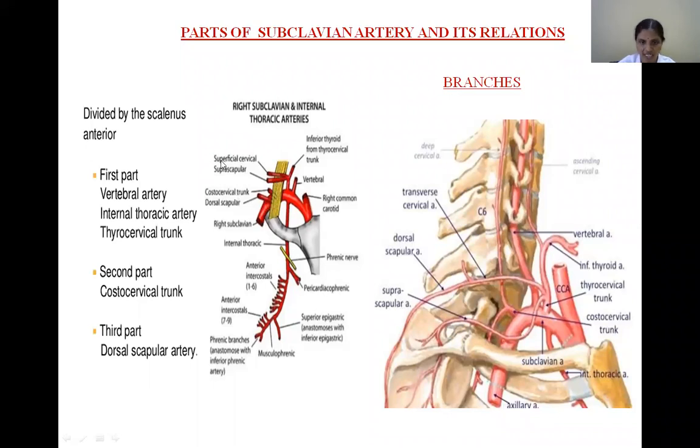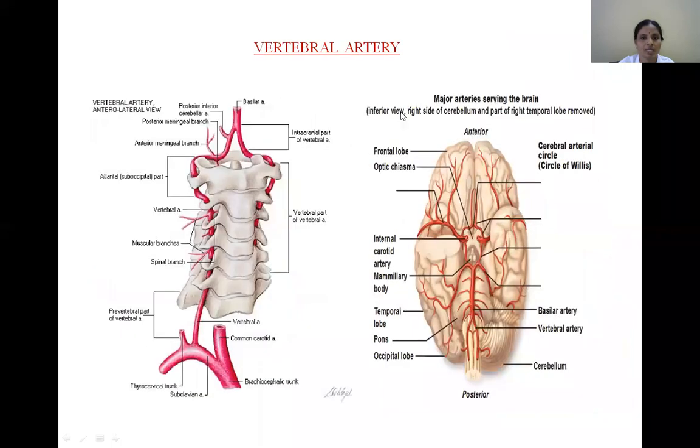Whereas on the left side, from the second part, these two branches take origin. So this is about the subclavian artery, how it is divided, and these are the various branches of the subclavian artery. After this, see the vertebral artery.